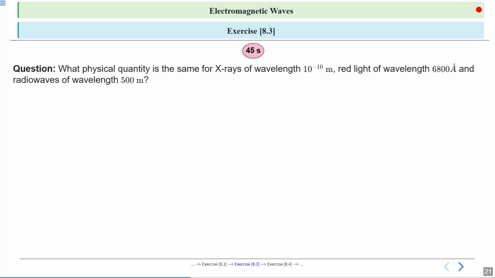So X-rays are given of wavelength 10 raised to power minus 10 meter. Red light is given, that is in visible region, of wavelength 6800 angstrom, and radio waves of wavelength 500 meter is given. So what physical quantity is same for all these electromagnetic waves, different types of electromagnetic waves? So I will give you some time to think about it.